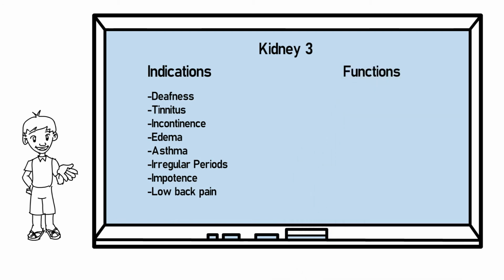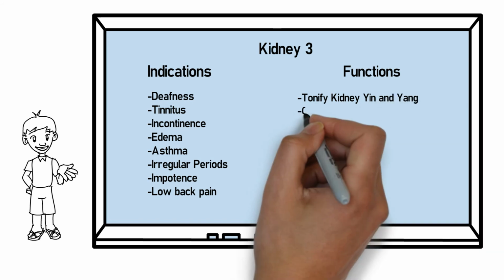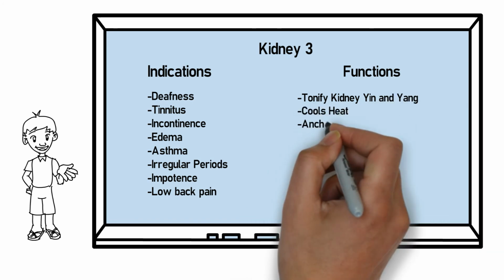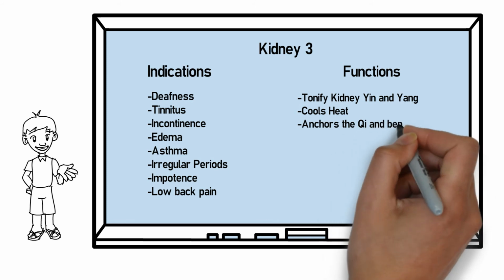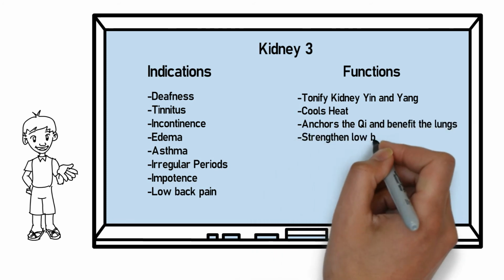Some functions. Kidney 3 tonifies kidney yin and kidney yang. It cools heat. It anchors the qi and benefits the lungs. It strengthens the low back and knees.